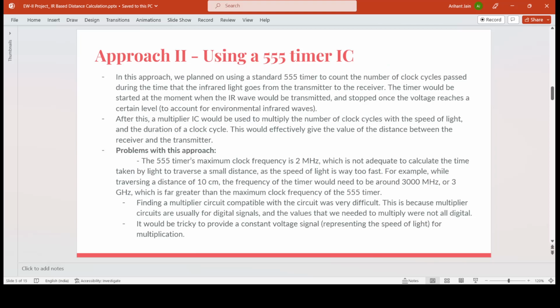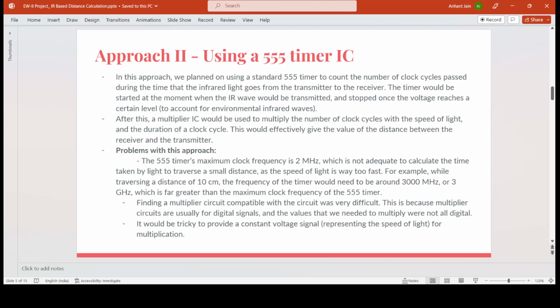For the second approach, we thought of using a 555 timer IC. In this approach, what we would do is start a 555 timer IC as soon as we send an IR transmitter pulse. We'll count the number of pulses till the time the IR receiver gets a signal. Then we'll multiply the number of pulses with the time duration of each pulse to get the total time. And then, as discussed above, we'll multiply it with the speed of light to get the distance.